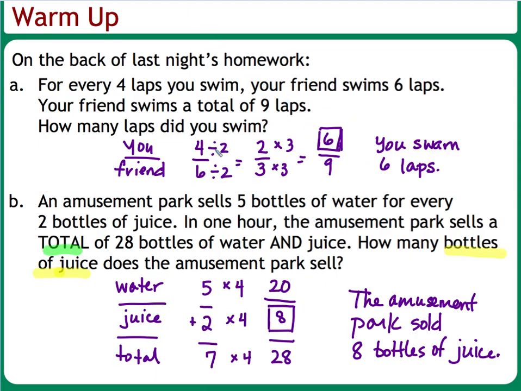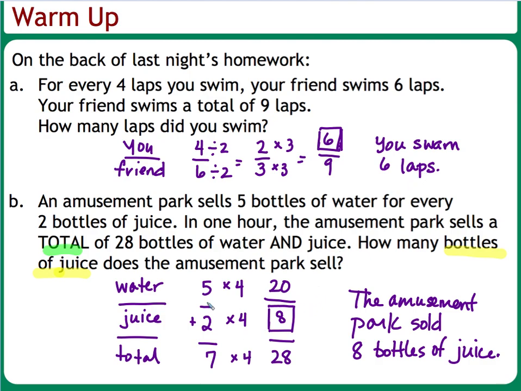All right, so looking at the first one, first simplifying 4 to 6 down to 2 to 3, and then once it's simplified to 2 to 3, we can go ahead and get it to 6 to 9. So you swam 6 laps.